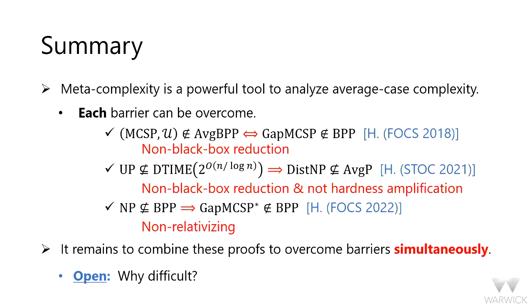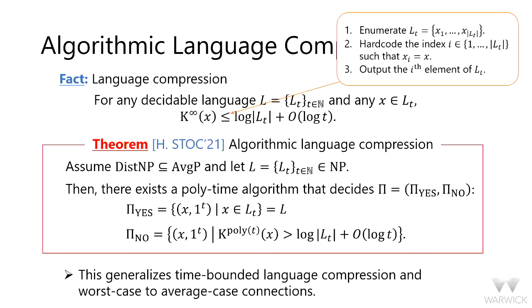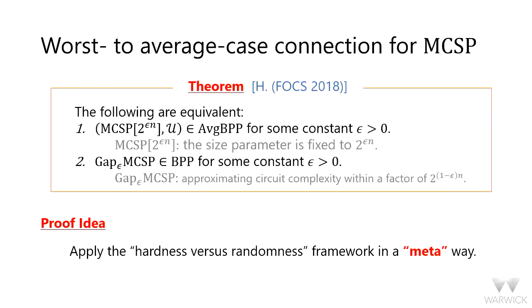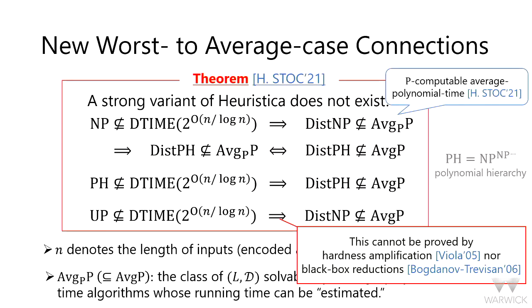Yeah, in the case of MCSP, you can also show it against non-uniform adversaries as well. Basically, in the case of worst case to average case reduction for MCSP, we have a very big gap. So this actually applies for P/poly as well. So we haven't used any uniformity here. But in the case of this result, I don't think this applies to P/poly. Yeah, that's an interesting question.